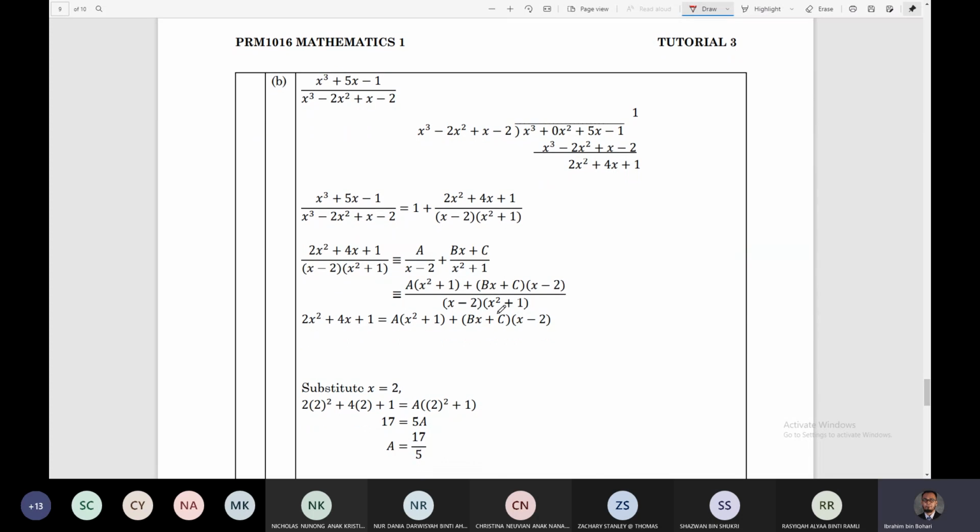Okay, question 9b, (x cubed plus 5x minus 1) over (x cubed minus 2x squared plus x minus 2). Okay, first here you compare the highest degree of the numerator and the highest degree of the denominator. So here the numerator equals x cubed and the denominator here equals x cubed. Okay, power here equals 3 and here 3. And here is an improper fraction. So first step, long division.